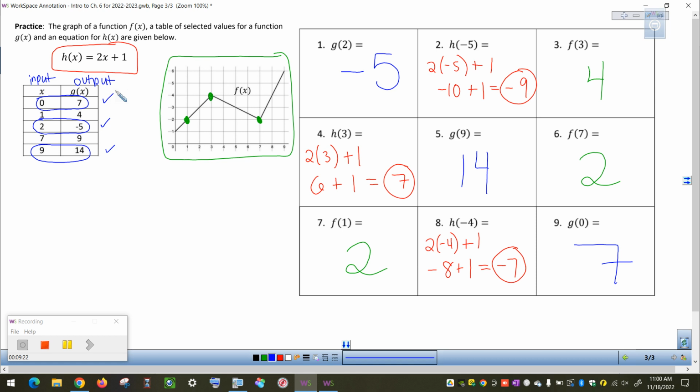And then finally, the green questions here, these were all the f questions. These are based on the graph. The number in parentheses is the x value. So for example, when we're doing f of 3, we're looking for an x value of 3. We're going up to the graph, and the answer there, the output, that's the value of f of 3. So that's how we ended up getting 4, what y value corresponds with that x value. We got that f of 7 is 2, and that f of 1 is also 2. And I have those points highlighted here as well.